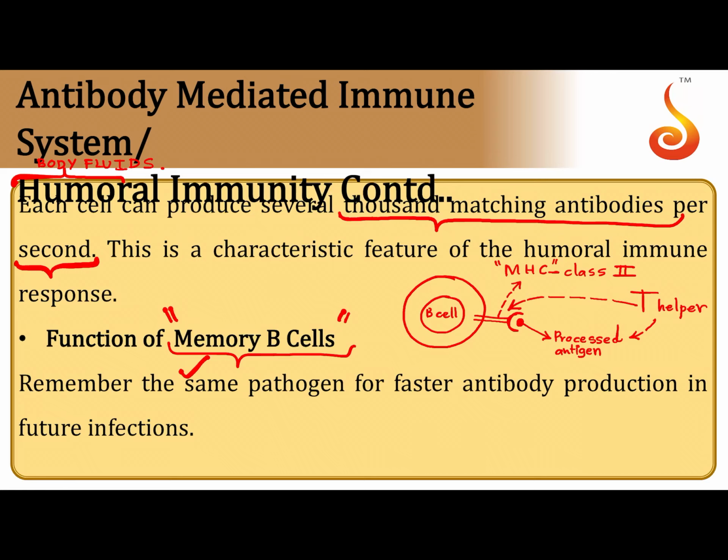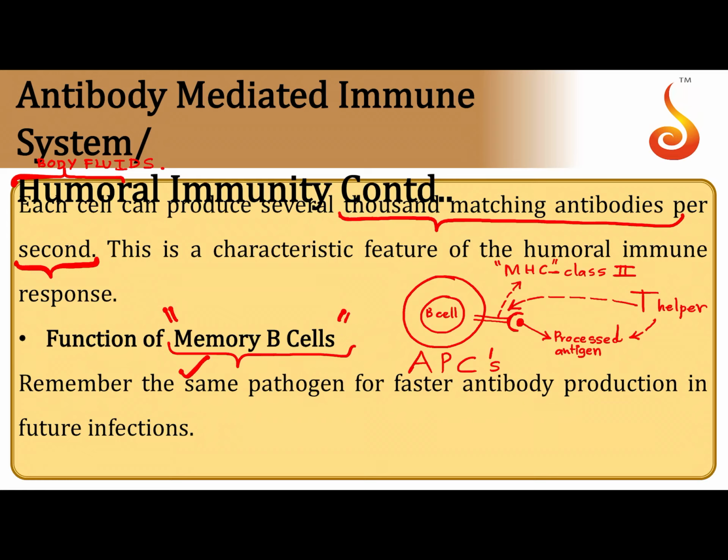A T helper cell will only recognize an antigen not as it is, but when it is phagocytized, when it is processed, and when it is presented to it through a special receptor which is also found on the B cell. These MHC class 2 receptors are not just restricted to the B cell, they may be found in macrophages and other cells which are involved in phagocytosis, such as the dendritic cells. They are all called APCs. APCs are nothing but antigen presenting cells, because their job is to present antigen to the T helper cell.